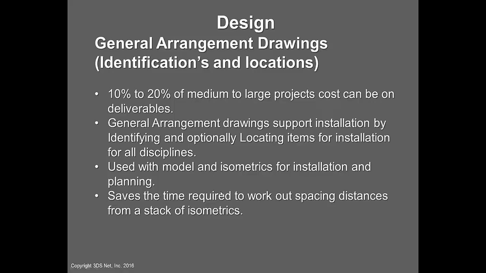Under design, we're going to cover design, fabrication and construction usage, general arrangement drawings. This is a document where we're going to generate the identifications and locations for the primary objects for the drawing type: equipment, piping, and so forth. On a medium to large project that requires deliverables, you could spend 10 to 20% of the project cost on these deliverables if you've got a lot of drawings. So there's an area of substantial savings here. We'll talk about that some more.